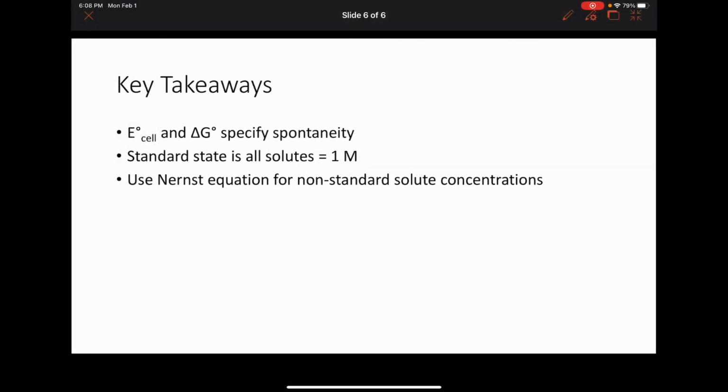And last but not least, we have the key takeaways from this video. The cell potential and delta G specify our spontaneity. If we've got delta G, we can figure out the K. Typically in these redox reactions, if they're spontaneous, these galvanic cells, they're really spontaneous. In other words, the Ks are just very large. We wouldn't even need to write equilibrium. Standard state, of course, to remind you, is the condition where all solutes are 1 molar. So if we have non-standard state, we use the Nernst equation to figure out cell potentials. So until next time.